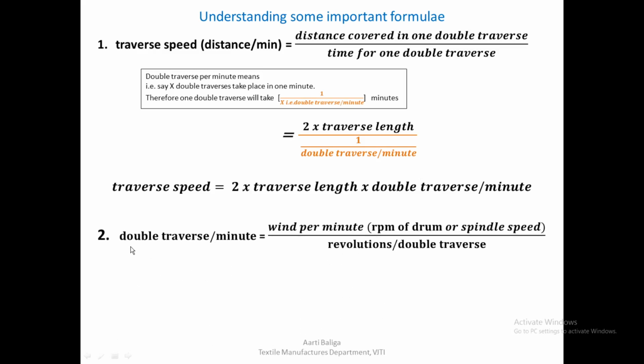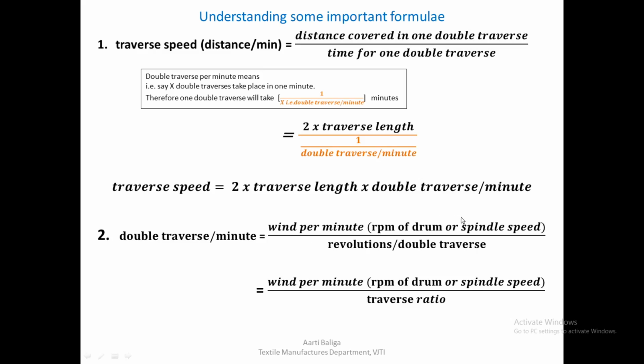The next formula we would like to discuss is double traverse per minute. Double traverse per minute is equal to wind per minute, that means how many coils are being wound per minute, divided by the number of revolutions in one particular double traverse. So when I divide this by this, I get the double traverses that are made in 1 minute. When I say wind per minute, it can be the RPM of the drum in case of a drum winder, or it could be replaced by spindle speed in case of a precision winder.